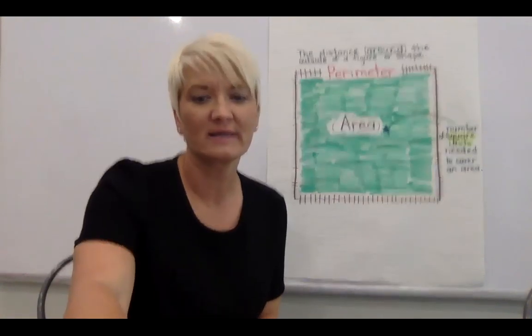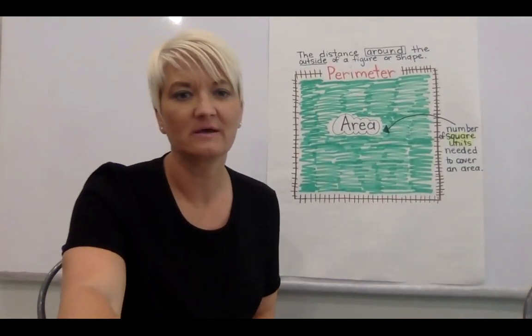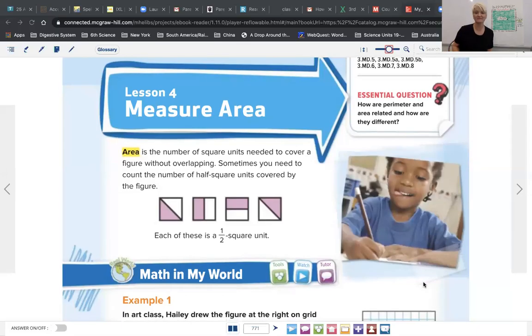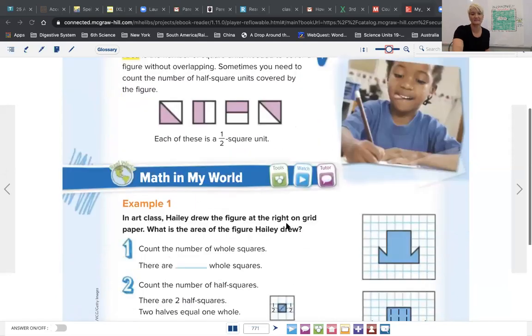So let's look at some examples of area. In lesson 4, measure area, it says area is the number of square units needed to cover a figure without overlapping. Sometimes you will need to count the number of half square units covered by the figure, and it shows you some examples of half square units. Half, half, half, half. Each of these is a half square unit. So let's look at an example.